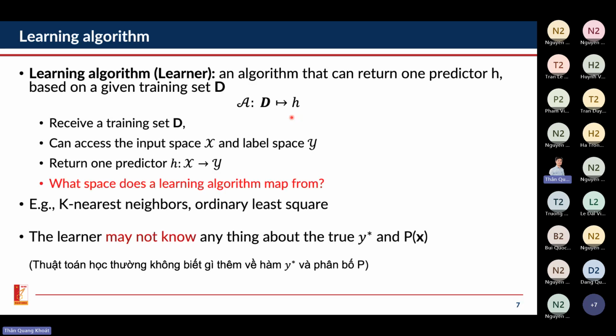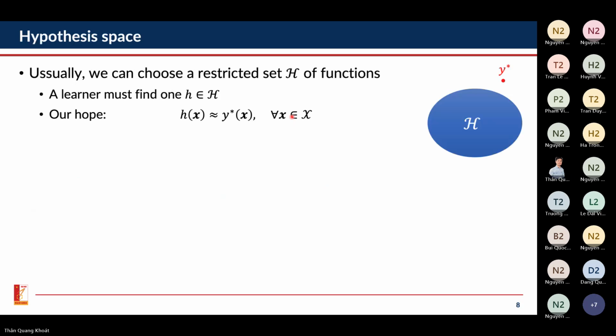Up to now, you already know many different algorithms, right? Of course, those algorithms often do not know about the true labeling function or the true data distribution, right? One question is: where does our model come from?